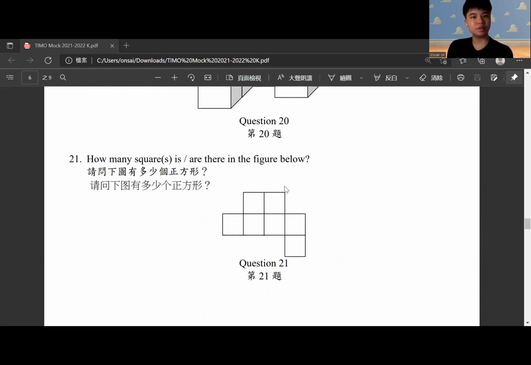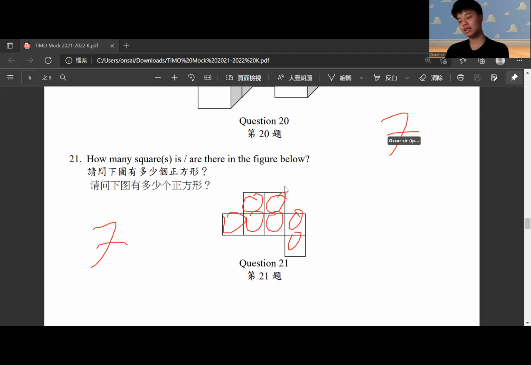Okay, next question is asking how many squares are in the figure below. Actually, we can easily find that there are 1, 2, 3, 4, 5, 6, 7, right? 7. But this is not 7. Some people think it's 8. Okay, just let me explain the answer. Actually, this is not so easy. It's not 7, because there is one more big square inside.